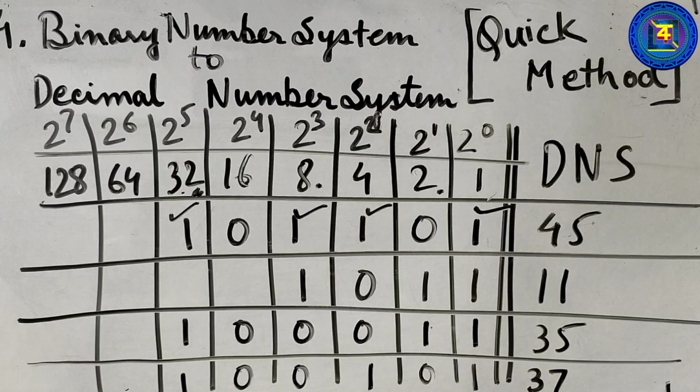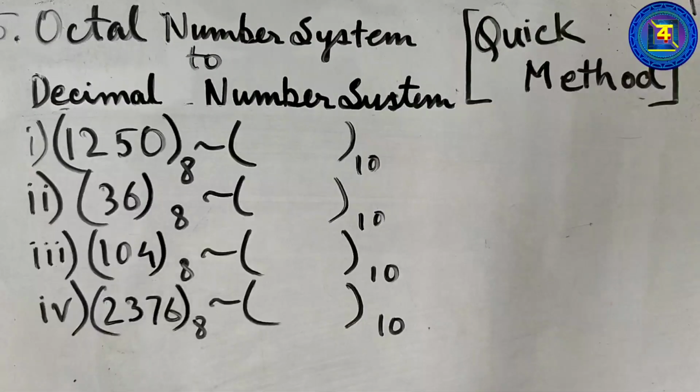Next, we are going to do the conversion of octal number system to decimal number system, right? So we have 1250 and then 36 and then 104 and then 2376 in octal number system, which needs to be converted into decimal number system. So just pause the video, note down the questions, and meanwhile we'll have the format ready.